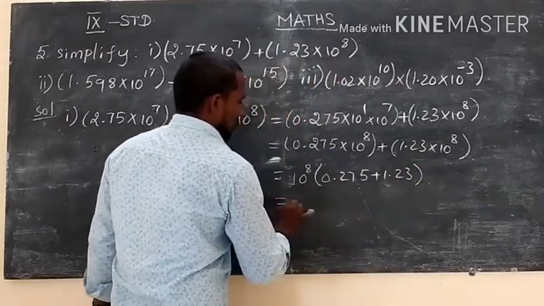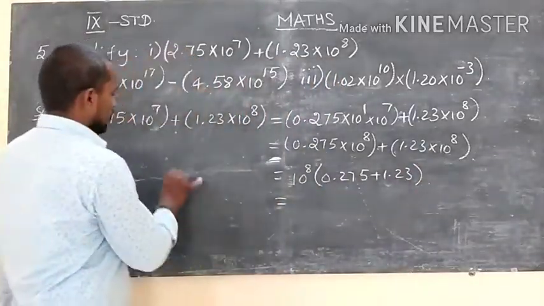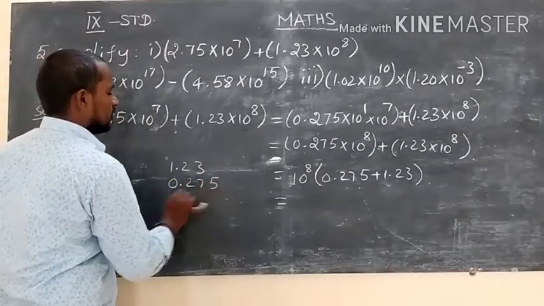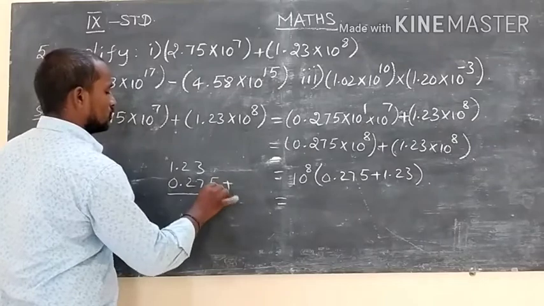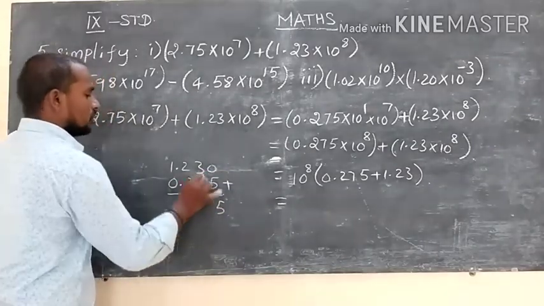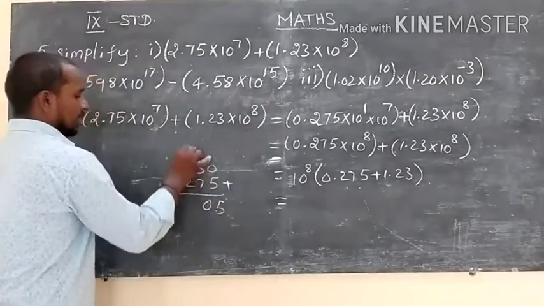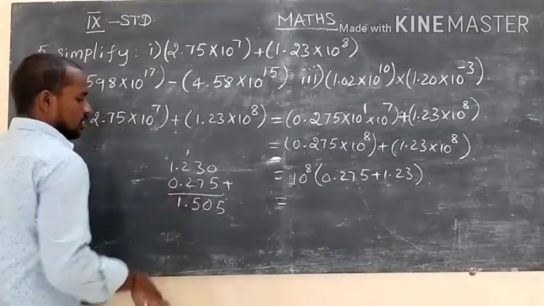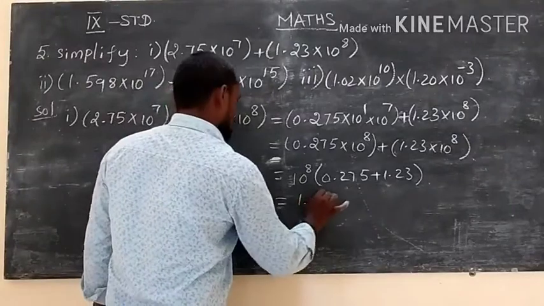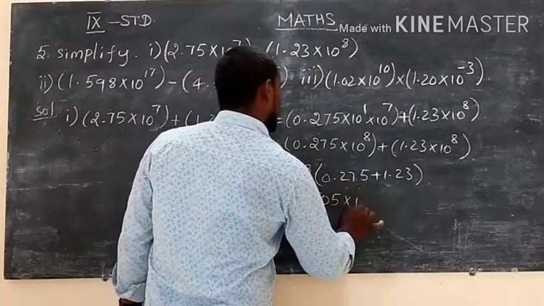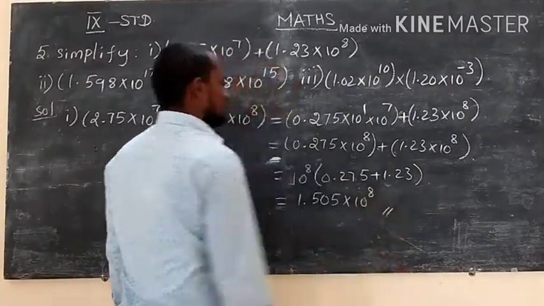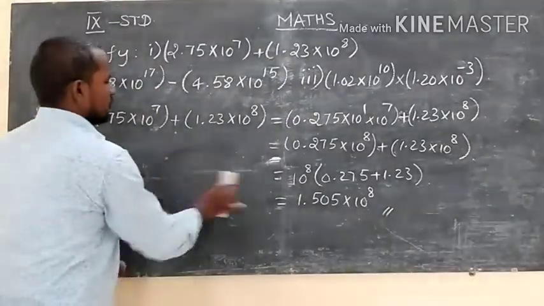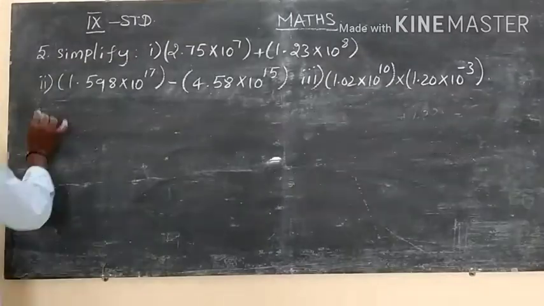Then the sum of these values: 1.23 and 0.275. Here 5 plus 7... 7 plus 3 is 10, carry 1. 2 plus 2 is 4, 4 plus 1 is 5. So we get 1.505 × 10^8. This is the scientific notation, the simplest form of the first question.